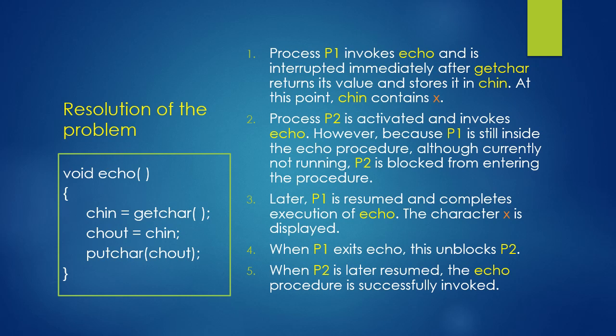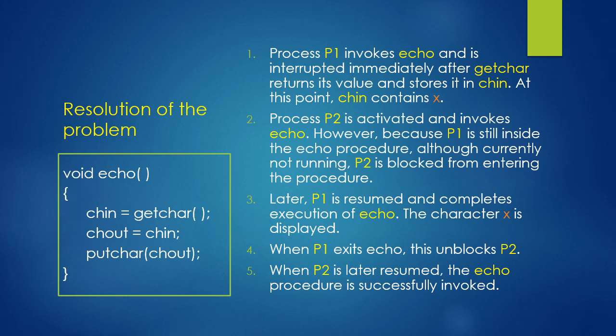And that the only way to do that is to control the code that accesses the variable. If we impose the discipline that only one process at a time may enter echo and that once in echo the procedure must run to completion before it is available for another process, then the type of problem we saw in the previous slide will not occur.